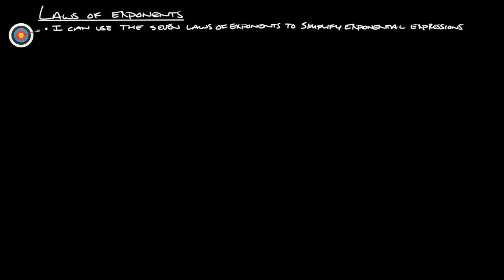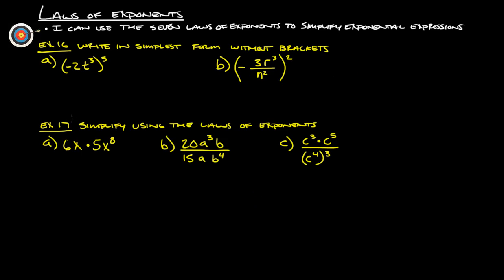All right, moving on. Example 16, write in simplest form without brackets. So this is negative 2 to the first, right? We want to think of it as that. Negative 2 to the first times t to the third. Remember, this 5 is going to distribute to both of those, so that's negative 2 to the fifth.